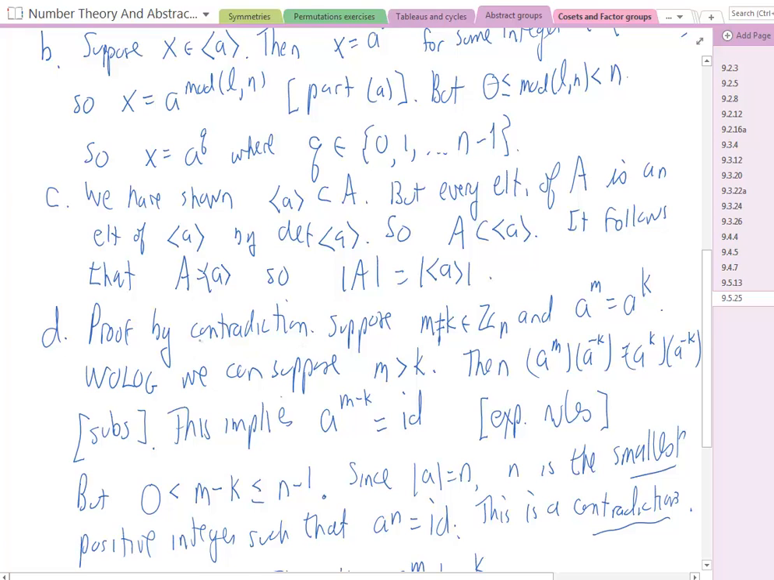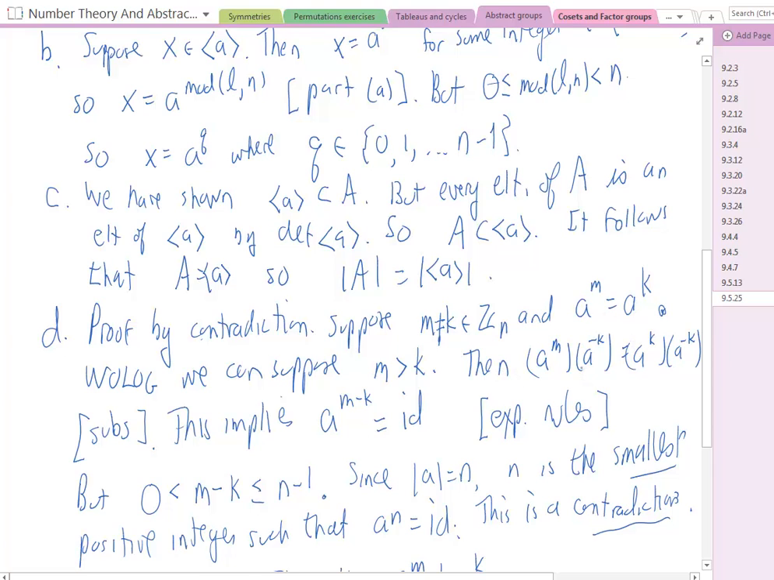Prove by contradiction. Suppose that m is not equal to k, and they're both in Zn, and a to the m is equal to a to the k. Now, that's what I'm saying is not true, so I'm supposing the contrary of what I want to prove. Without loss of generality, we can suppose m is greater than k. Either m is greater than k or k is greater than m. If k is greater than m, you just switch them around. Then I can multiply both sides of this by a to the minus k. I've just substituted the a to the m for a to the k here because they're equal.